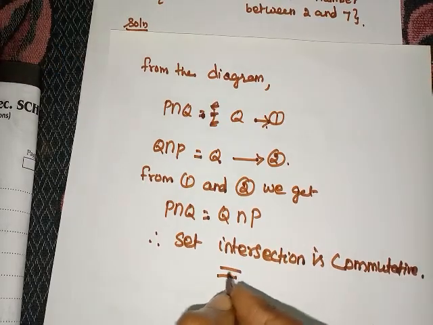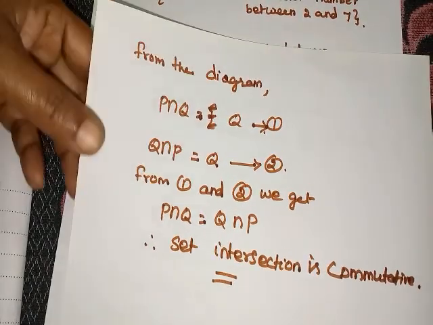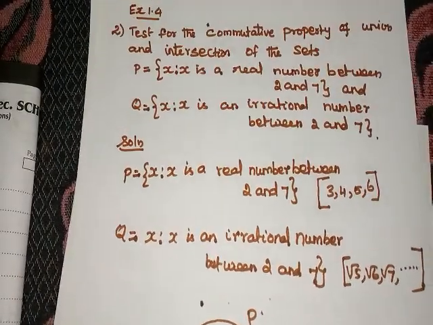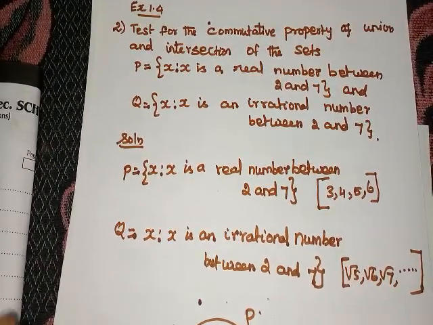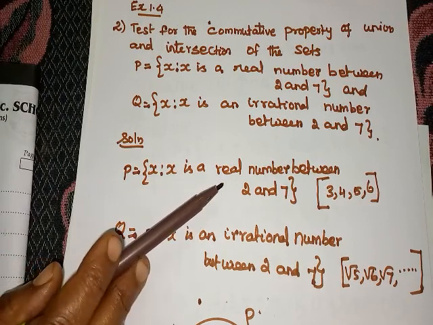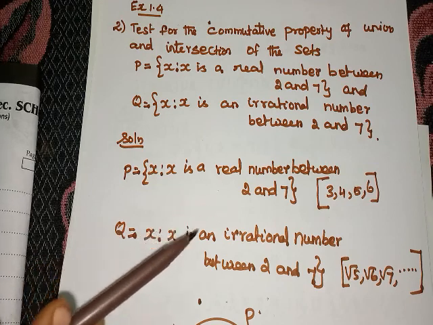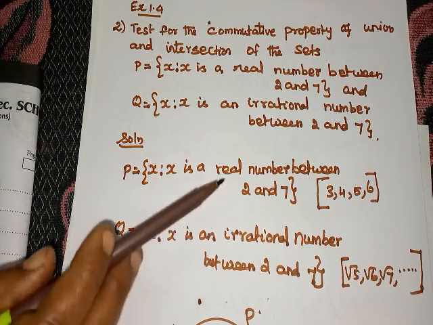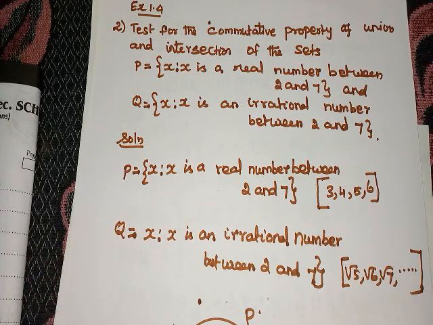Understood, students? Any confusion about this diagram? Once again I am repeating. Real numbers mean rational and irrational together, and Q is only irrational. So P is the greater set, with the Q set inside it. If you are finding the union, you get the P set. Intersection means you get the Q set. Understand?